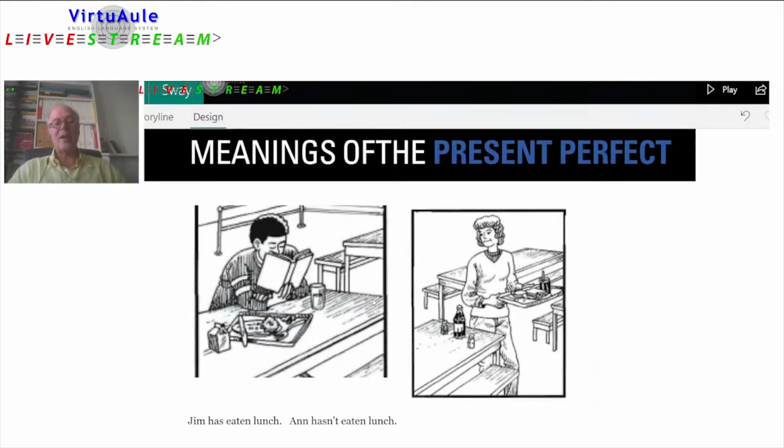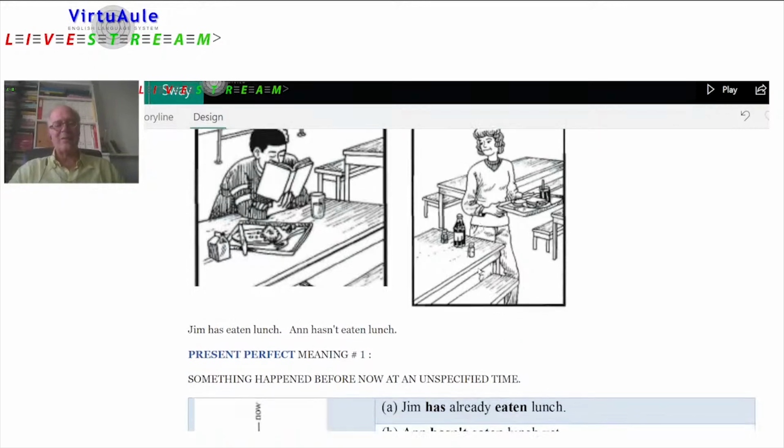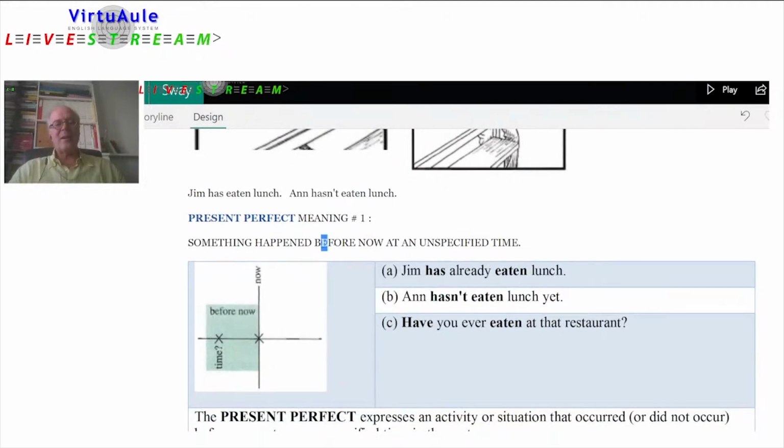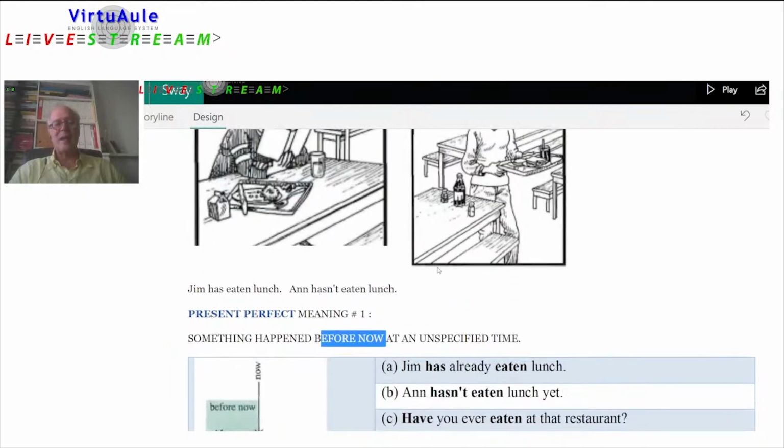Okay, how do we understand the meaning of the present perfect? Okay, look at these two pictures. Jim has eaten lunch. Anne hasn't eaten lunch. Now let's look at this picture a little closer. We can see there is evidence that the lunch is finished in Jim's case. In Anne's case, instead, she has her tray and she is looking for a place to sit. She is starting to eat, so she hasn't eaten.